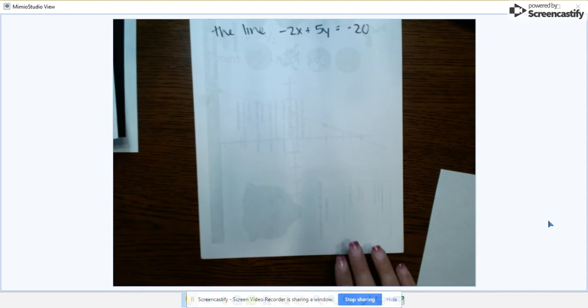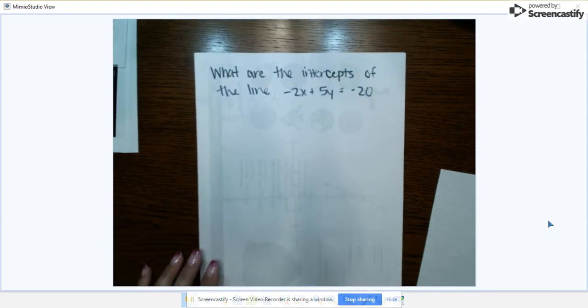So I want you guys to tell me, what are the intercepts of this equation, negative 2x plus 5y equals negative 20?